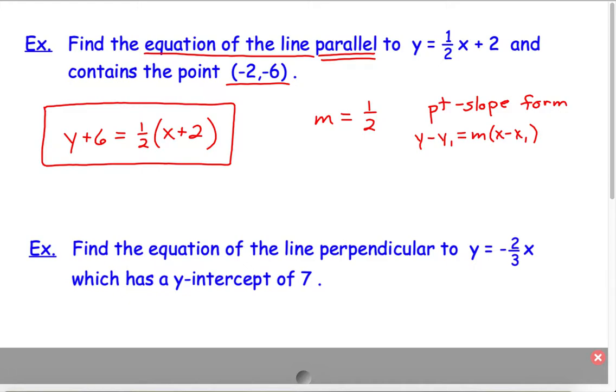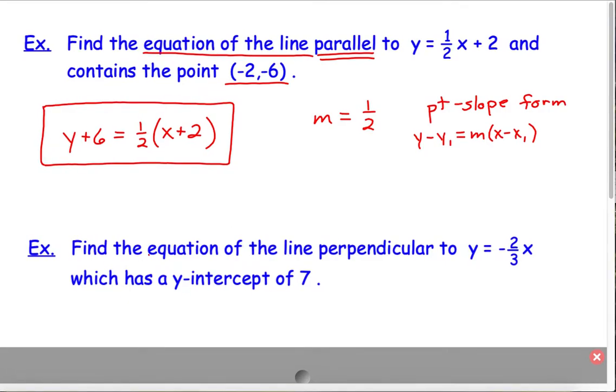Find the equation of the line perpendicular to y equals negative 2/3 x, which has a y-intercept of 7. Okay, so let's think through this process. Equation of the line, they don't specify which form, we'll determine that later. Perpendicular to this line. What do we know about perpendicular? They have opposite reciprocal slopes. If the slope of this line is negative 2/3, the slope of my line, which is perpendicular, will be a positive 3/2. So I have the slope.